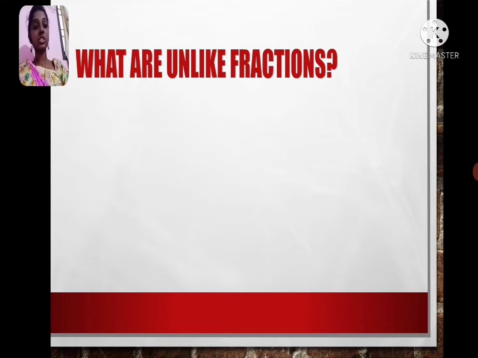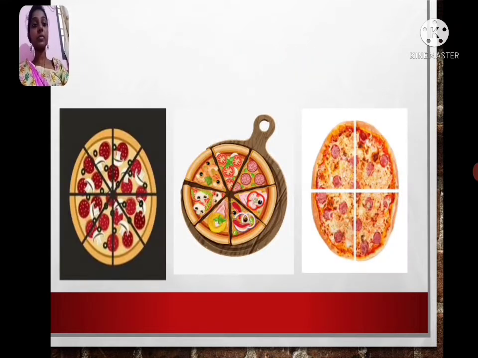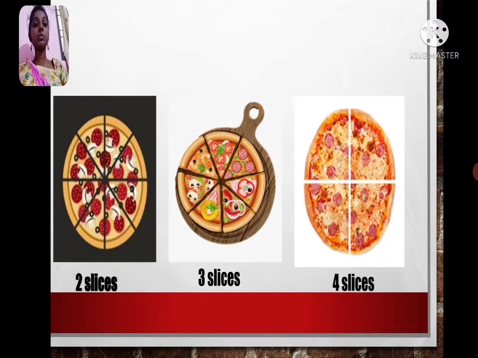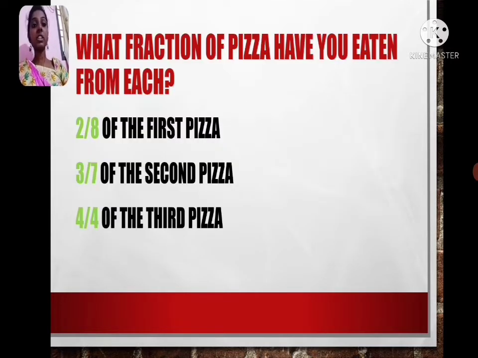Now, what are unlike fractions? Let us see an example. Now, these are the 3 pizzas given to you. What can you see in the images in front of you? The first pizza consists of 8 slices, the second one consists of 7 slices, and the third one consists of 4 slices. Now suppose you eat 2 slices from the first pizza, 3 slices from the second pizza, and 4 slices from the third pizza. What fraction of pizza have you eaten from each? You have eaten 2 by 8 of the first pizza, 3 by 7 of the second pizza, and 4 by 4 of the third pizza.